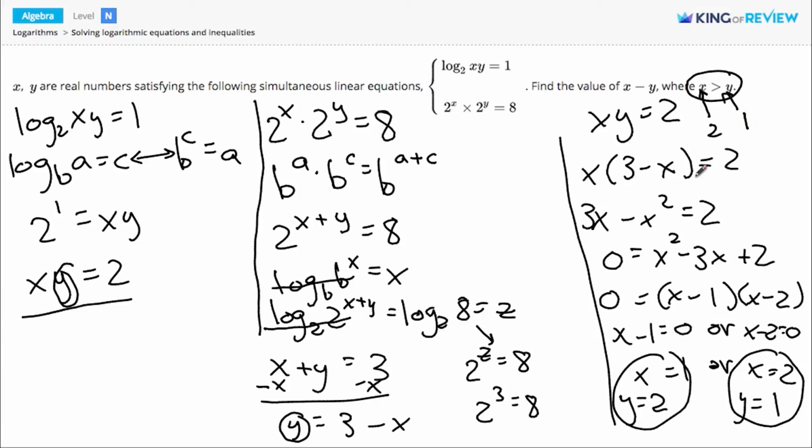We need x to be bigger than y, meaning this first solution doesn't work. So 2 and 1 are the solutions for x and y, and if I want x minus y, that's going to be 2 minus 1, or just 1. And there is our final answer.